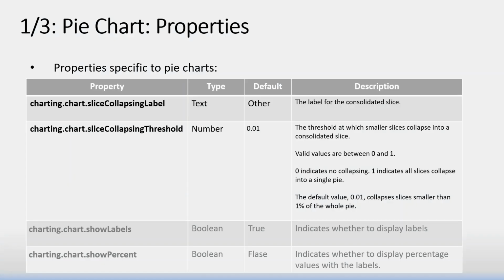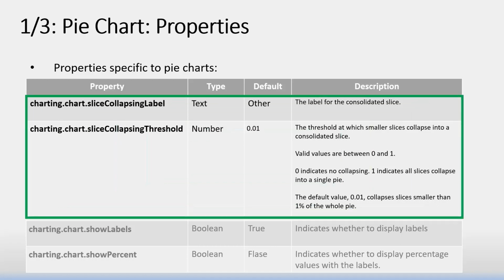Here you can see the pie chart has four properties. In this first part of the video, we'll only talk about the properties related to this "other" label. These are the slice collapsing label, which has a default value of other, and another property which talks about the threshold. So we'll discuss them in detail.